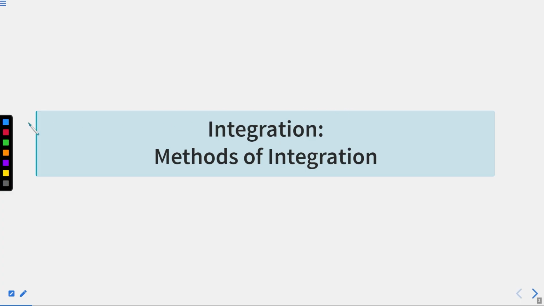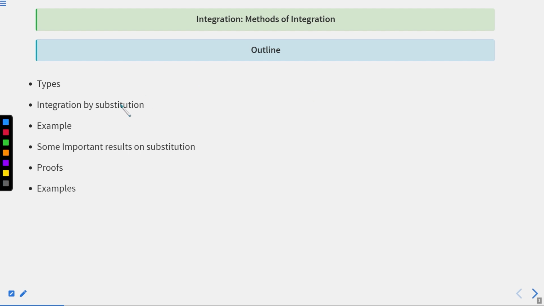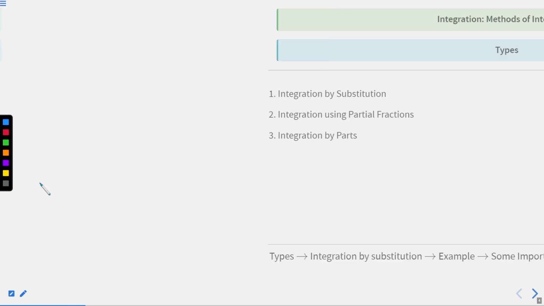In today's session, we will be learning about different techniques, or methods, of integration. We will be seeing the types by which we can integrate a given expression or function. Integration by substitution, for example. We will be seeing some examples related to that, some important results on substitution, then the proof and examples. Okay, let's see.